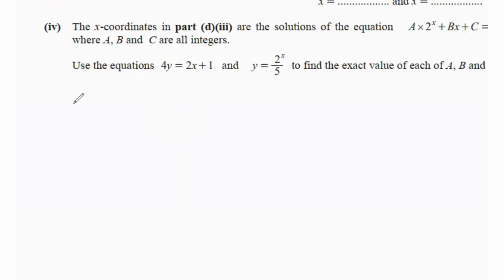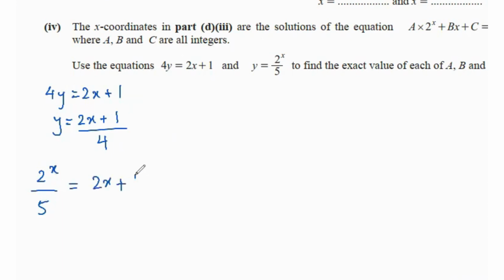So in this part, what we'll do is we'll put both the equations equal to each other. And to do that, we need to make y the subject in the first equation. So 4y equals to 2x plus 1, which means y equals to 2x plus 1 over 4. This is put equal to 2 to the power of x over 5. The reason why we're putting them equal to each other, because it says use the equations to find the exact value of a, b, and c.